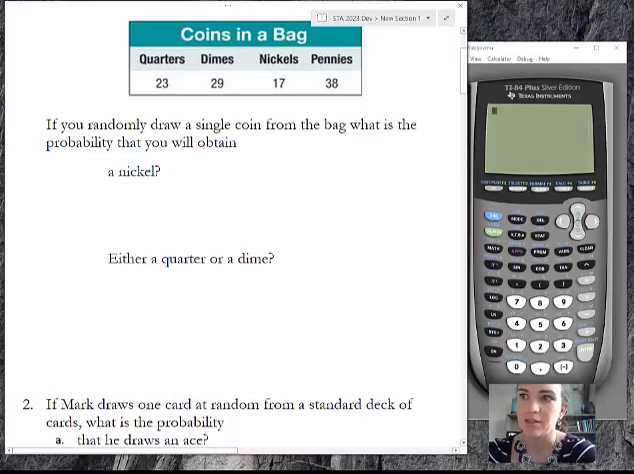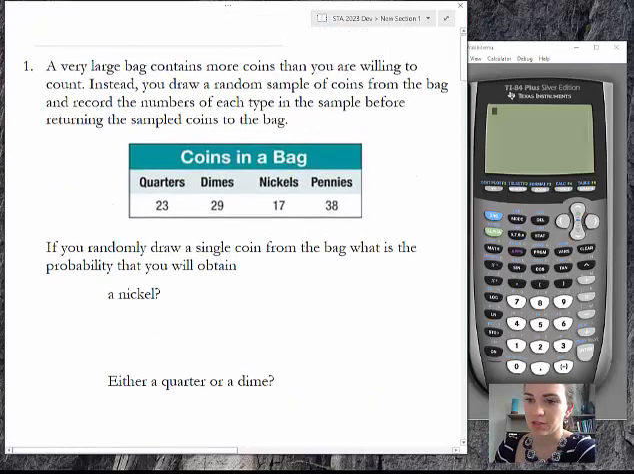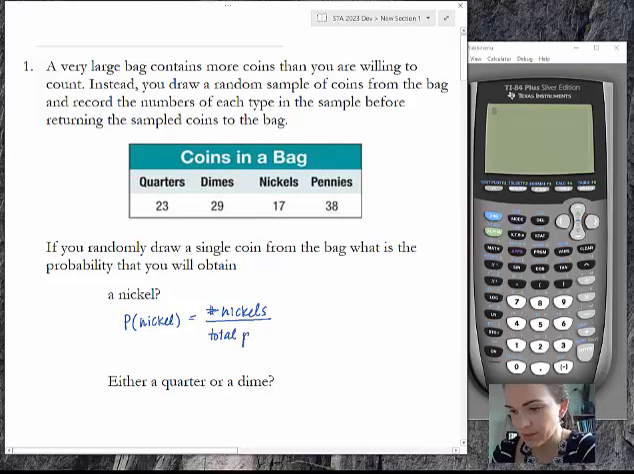In this first and very basic assignment of probability question, we just have a sample of coins from a bag. We would like to assign a probability to drawing a nickel. So the probability of drawing a nickel is simply the number of nickels that we see in the sample divided by the total possible numbers of coins that we could draw, total possibilities.